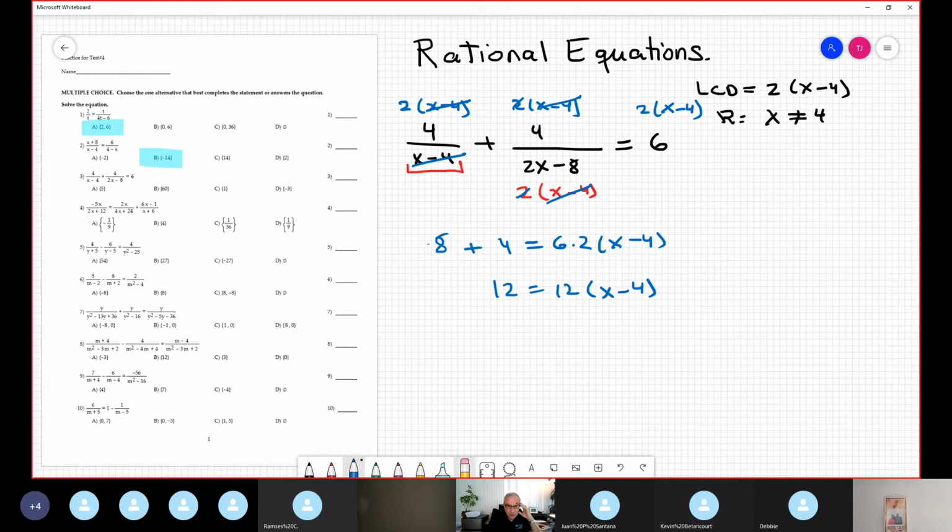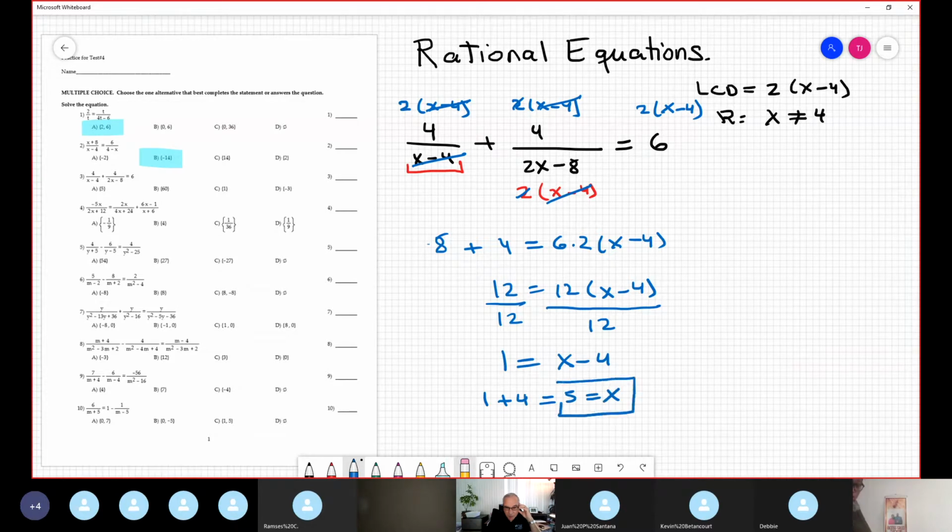Everything is okay. Divided by 12 both sides. This is 1 equal x minus 4. Therefore, I bring negative 4 to the other side. 1 plus 4 is 5. And one moment I see, wow, x equals 5.